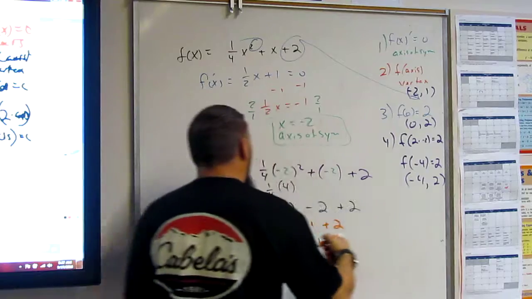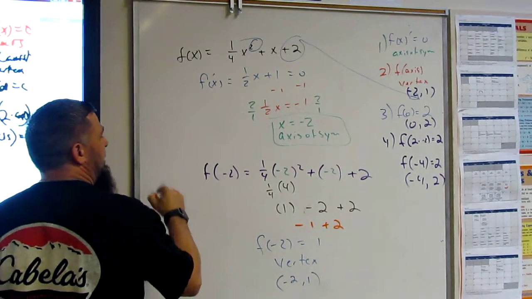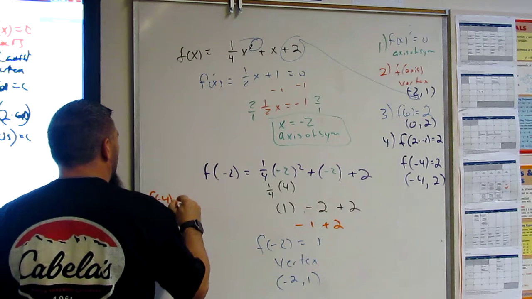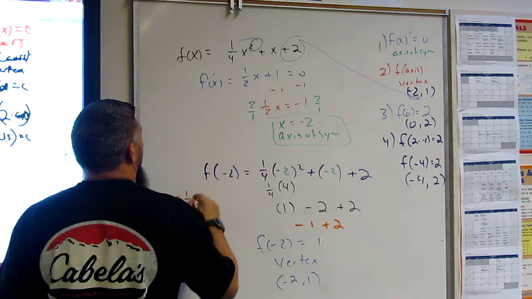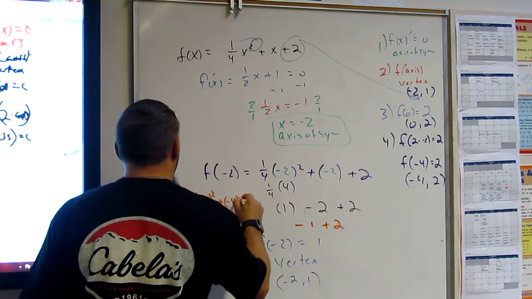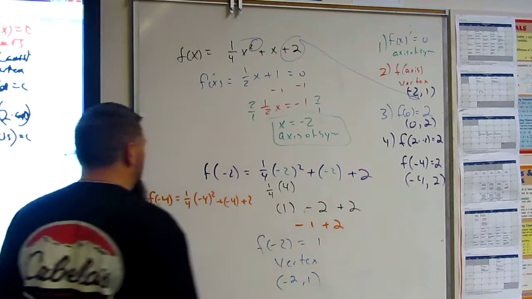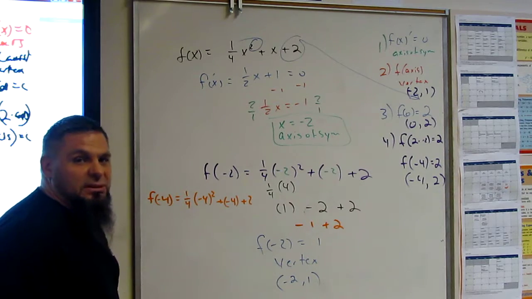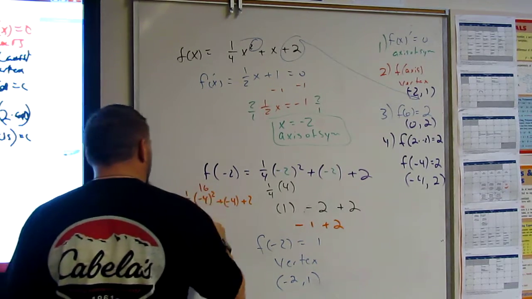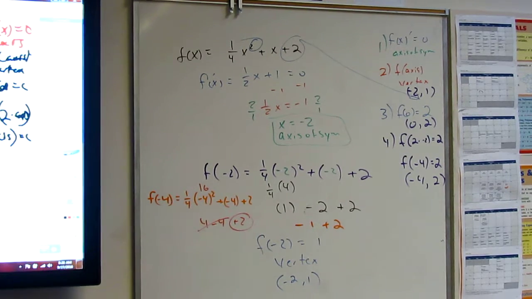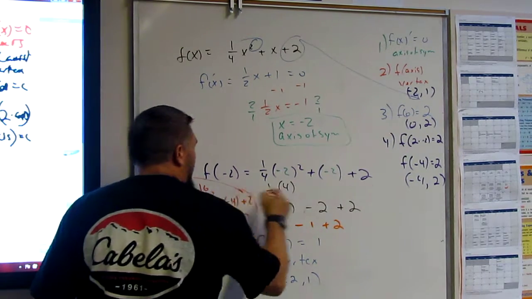So you got to plug it in. I need to just make sure. So I'm going to plug in -4. F of negative 4 is 1/4 of negative 4 squared plus negative 4 plus 2. Negative 4 squared is really 16. 16 divided by 4 is 4. Minus 4 is 0, plus 2. Yeah, it worked. You see that? So that's your check method.